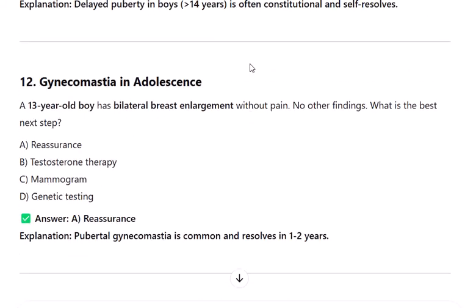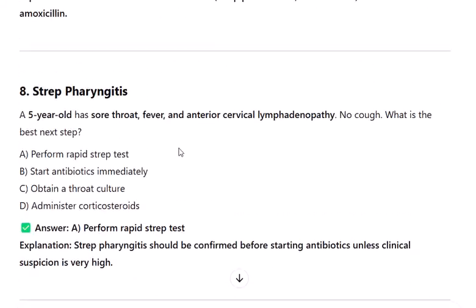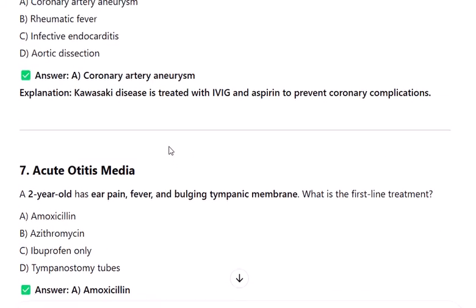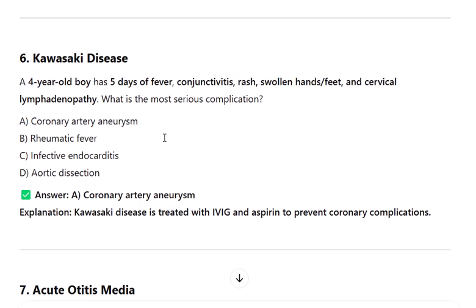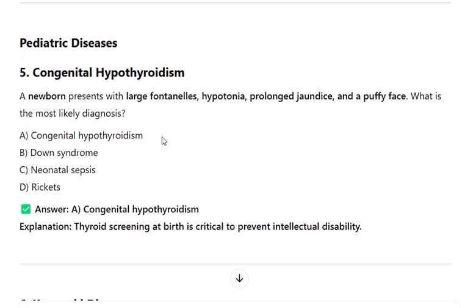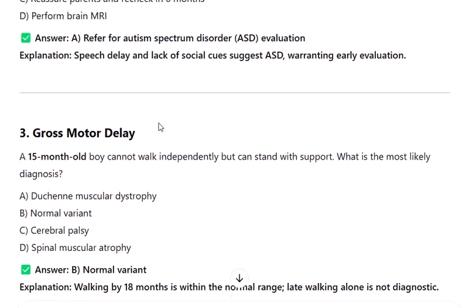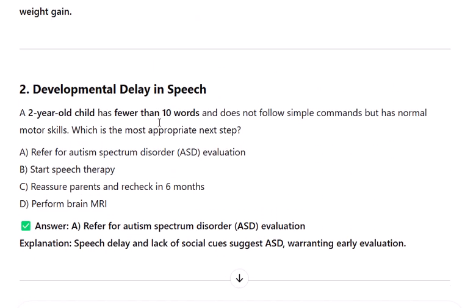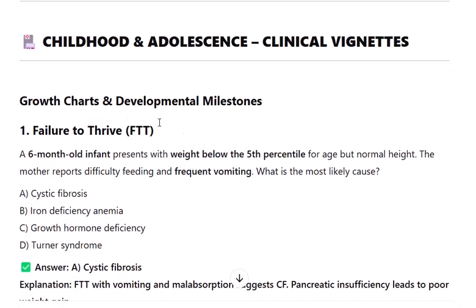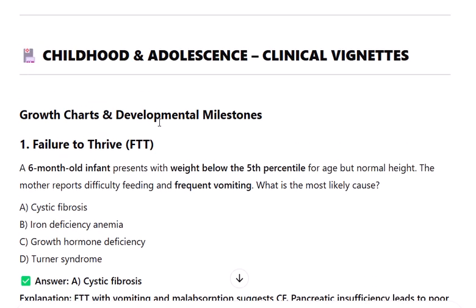Childhood and adolescence, growth charts, developmental milestones, and pediatric diseases, with 4 answer choices and explanations. Clinical vignettes, growth charts, and developmental milestones. 1. Failure to thrive. A 6-month-old infant presents with weight below the 5th percentile for age but normal height.